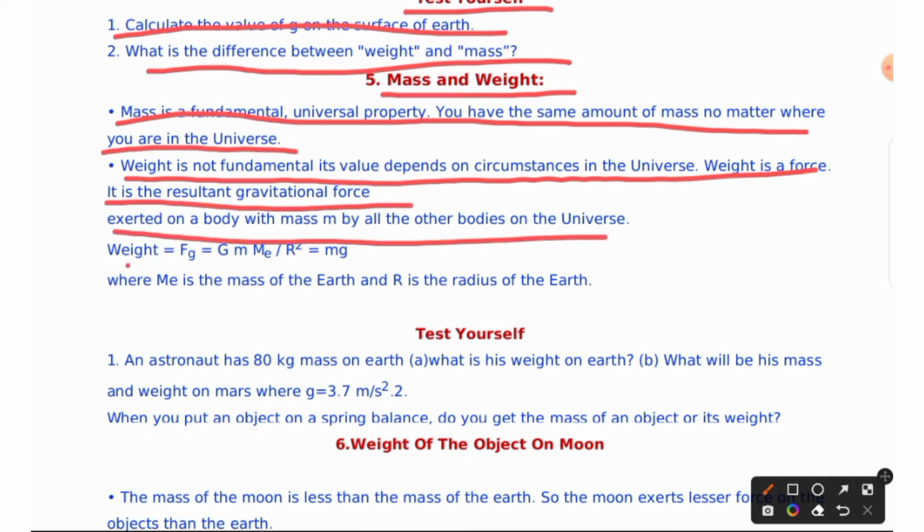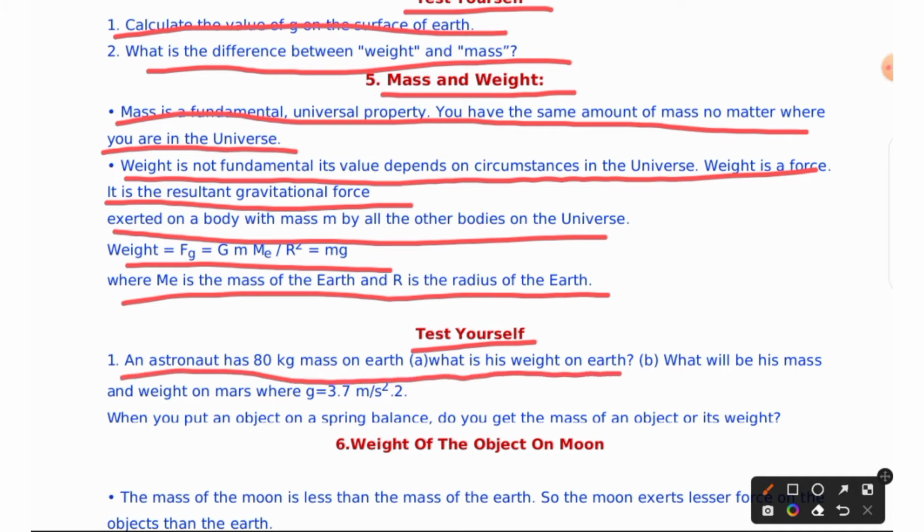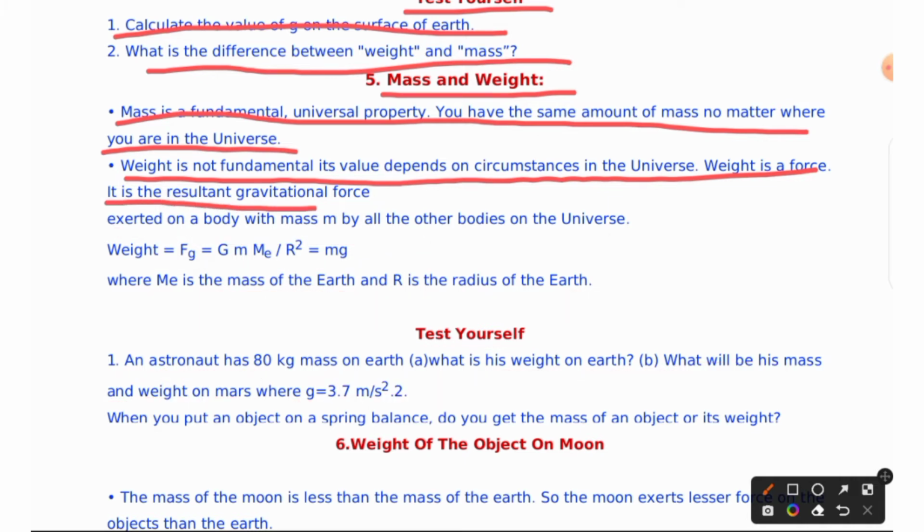Weight is a force. It is the resultant gravitational force exerted on a body with mass m by all the other bodies in the universe. Weight equals Fg equals GMm/r² equals mg, where M is the mass of the Earth and r is the radius of the Earth. Test yourself.